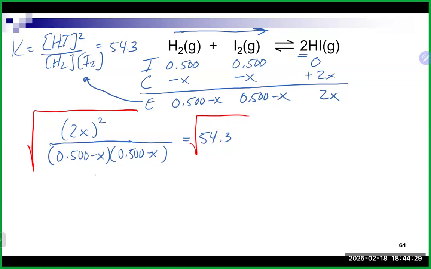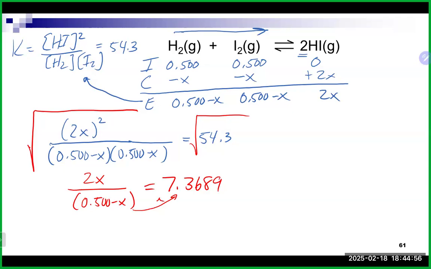But in this case, it is. So that will give us 2x divided by 0.5 minus x. And the thing I personally always forget to do is actually square root the 54. So make sure you actually square root that 54 point, whatever it is there, 54.3. That's going to give us a 7.3689.